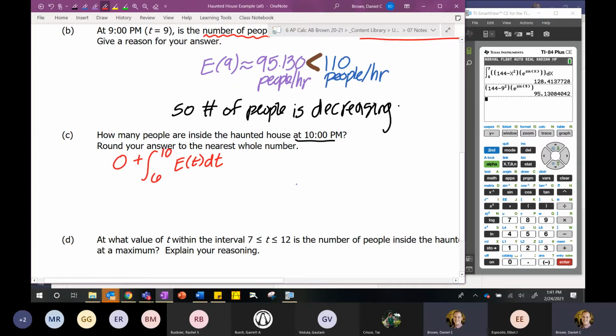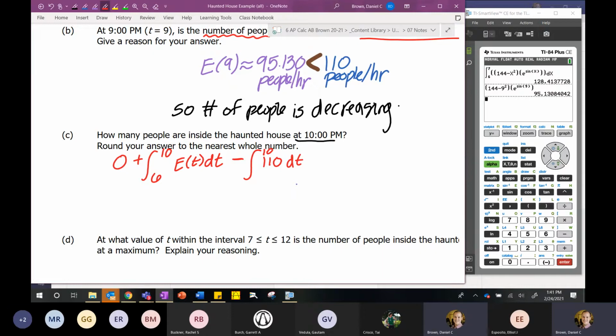DT, don't forget that. And then minus, what is the rate that people are leaving? People are leaving at 110 people per hour. That still is going to 10. But for this one, what is that bottom number on that interval sign going to be? 7. 7. So you do want to make sure you read the question well.